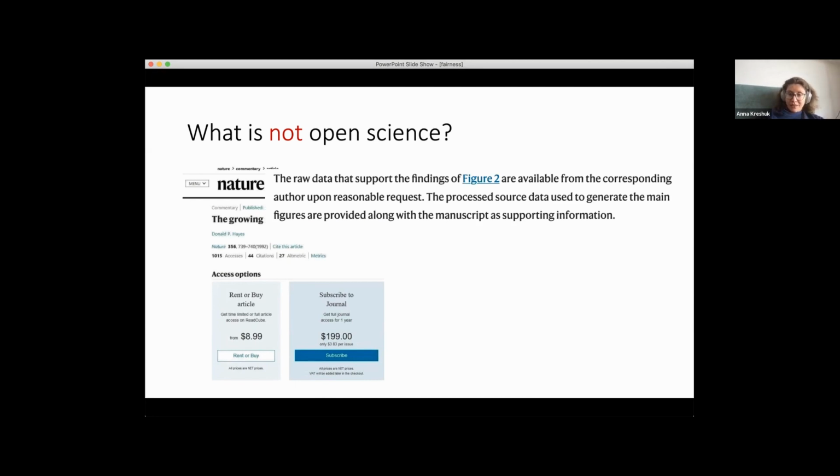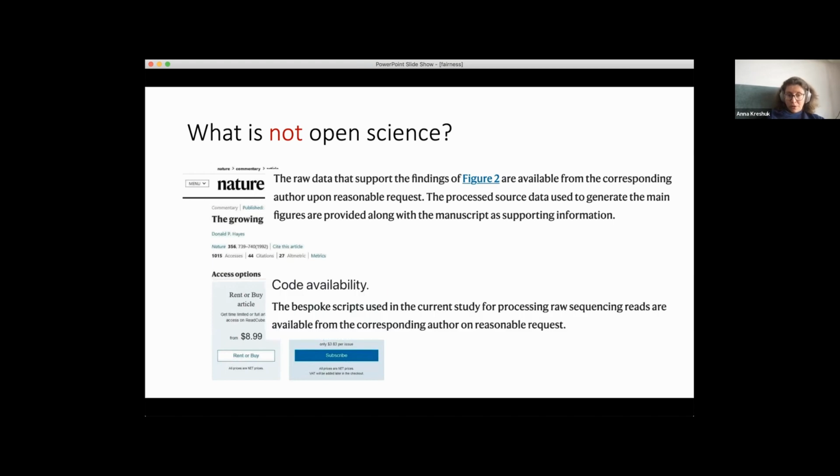Such as, I'm sure you have seen if you've ever looked at papers that are more than a year old, all this "data is available upon reasonable request," and somehow it's always a reasonable request, right? So they are still going to decide if they want to share data or not. Same goes for code, right? The scripts are also provided from the corresponding author on reasonable request.